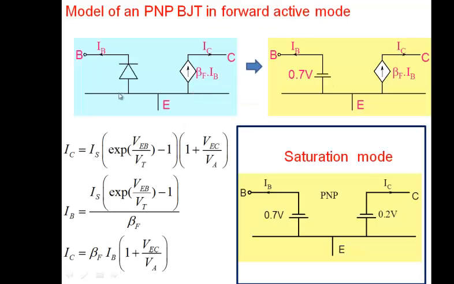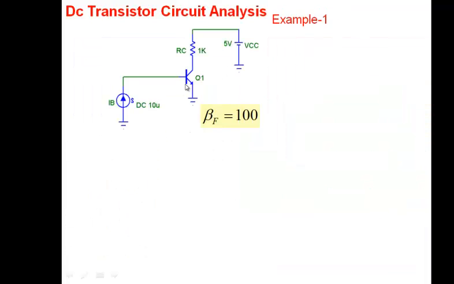Sometimes this drop may be given to you, say VBE is 0.75 or 0.65. Then obviously you take that value. If nothing is given, then you assume it to be 0.7. Similarly, if VCE SAT or VEC SAT is given to you as 0.3, then take it obviously as 0.3. But if nothing is given, the default value is 0.2. So this is the circuit that we have. And the goal is to find the collector current and, let's say, the collector emitter voltage. These are the two things that I'm interested in.